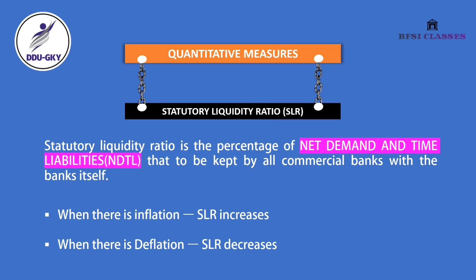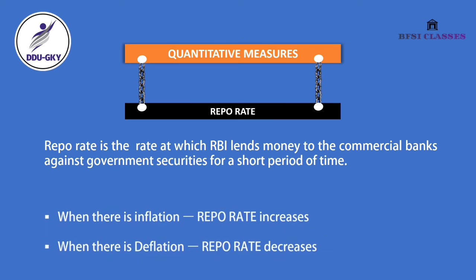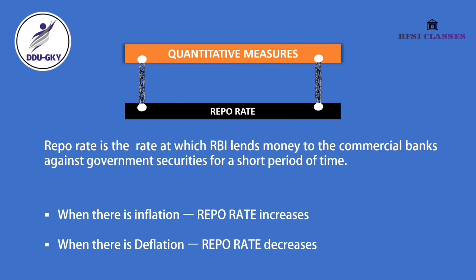Repo rate. Repo rate is the rate at which RBI lends money to the commercial banks against government securities for a short period of time. When there is inflation, RBI increases the repo rate. When there is deflation, RBI decreases the repo rate.